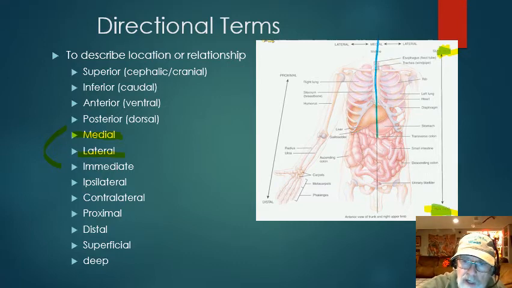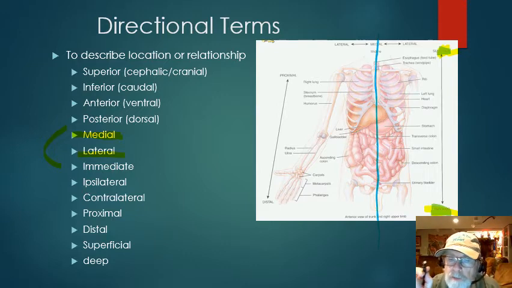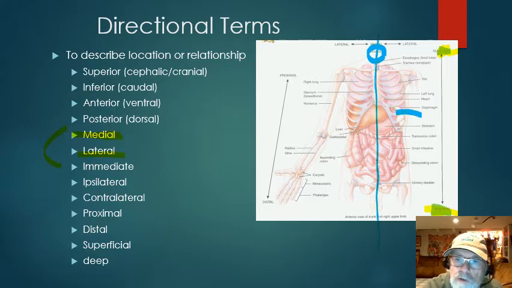Now, this is the line that we talked about before. Remember we talked about the sagittal plane, the mid-sagittal plane? We said there's also another word called the midline. The midline is a line that comes right down the middle of the body. If something is closer to the midline, it's called medial. If something is further away from the midline, it's called lateral. So if it's closer to the midline, it's medial. If it's further away, it's called lateral.